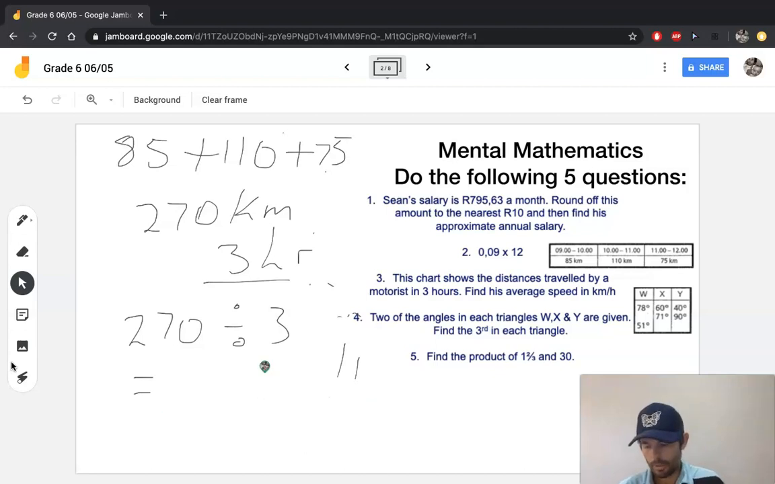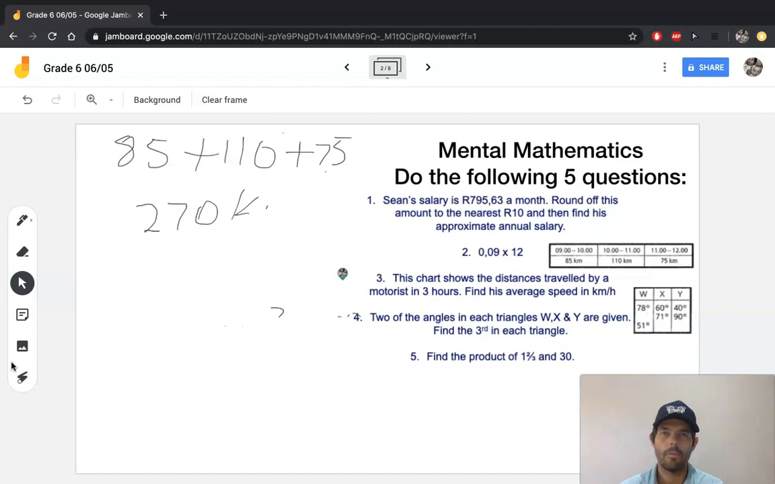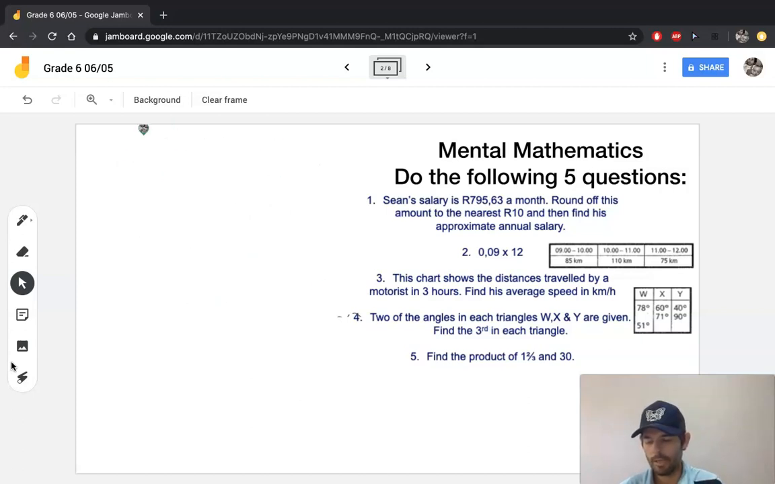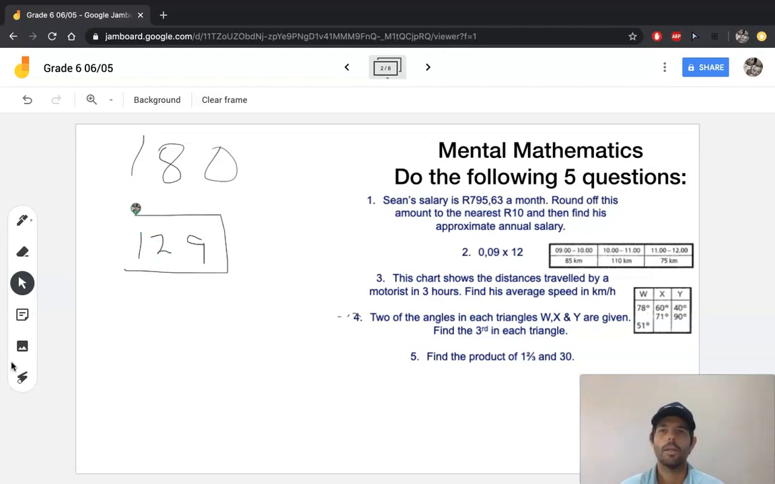And then question 4 is an angle question, and they want to know the sum of the angles in a triangle. So the first thing you should be saying to yourself is, yes, I remember we spoke about that. The angles in a triangle add up to 180. Okay, so for triangle W, I've got 78 and 51, and that adds up to 129. Okay, so what do I need to add to 129 to get to 180? And yes, that's 51 degrees. Okay, so that's for triangle W.